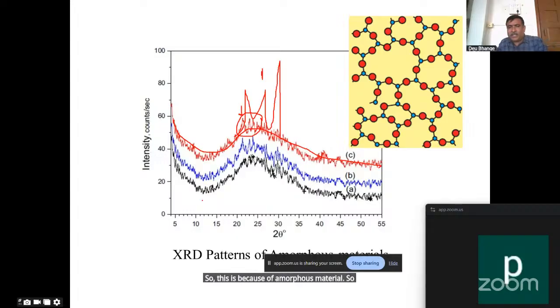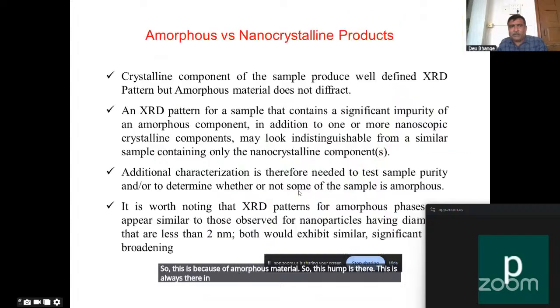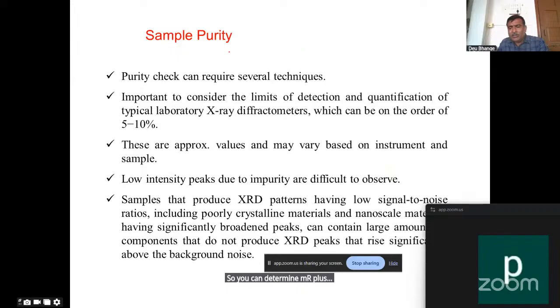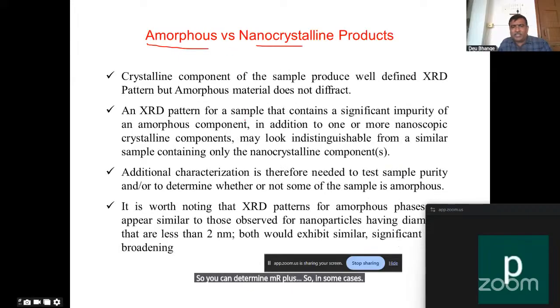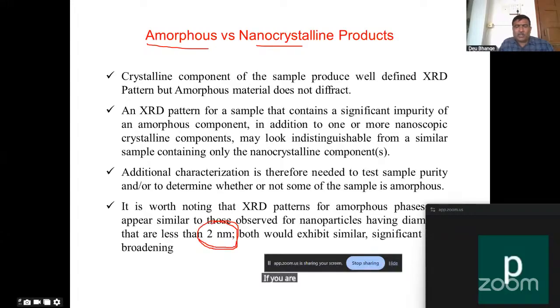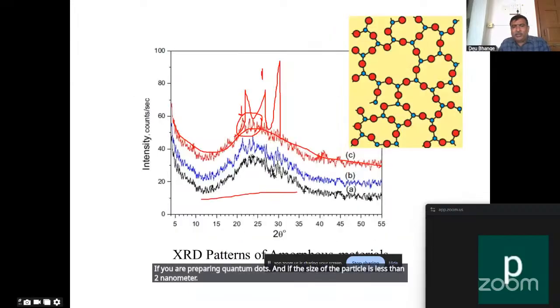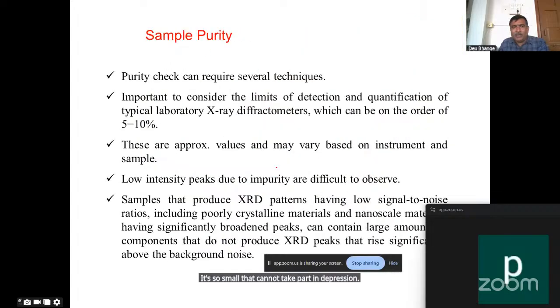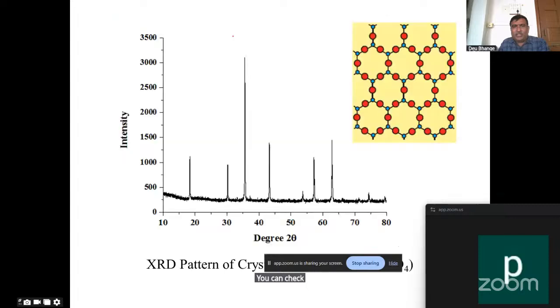So this hump is there. This is always there in amorphous material. So you can determine amorphous. In some cases, if your crystallite size is less than 2 nanometers, if you are preparing quantum dots, and the size of the particle is less than 2 nanometers, the XRD will look like this one, because the size of your particle is so small that it cannot take part in diffraction. You can check sample purity. We have already checked it. Crystalline material will show you a well-defined XRD pattern.